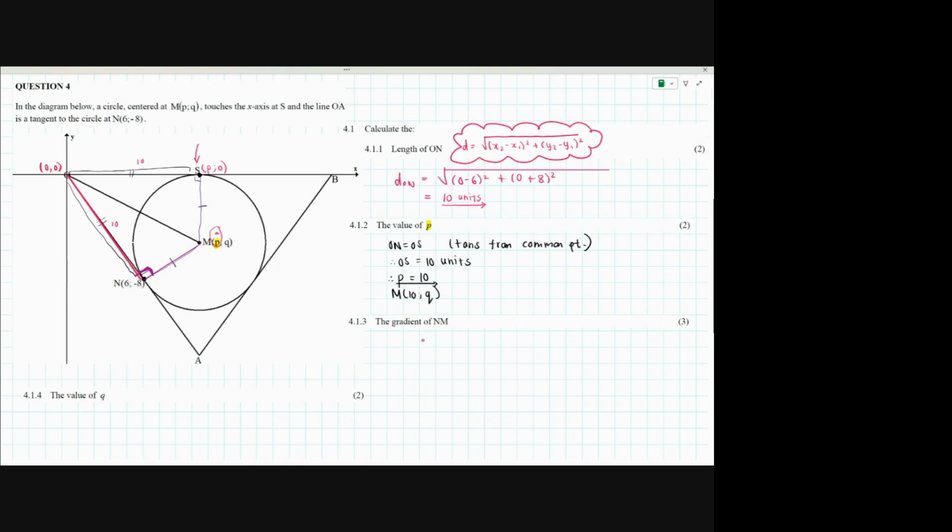Now, the problem is for the gradient, I don't know what this Q value is. So it's not like I can go straight away and work out this gradient of NM. But I can work out the gradient of ON and use the fact that it's perpendicular to work out the gradient of NM. So I want you guys to give that a try for me. You can pop your answers in the chat. Let's see what we come up with. Use the fact that they're perpendicular to help you here.